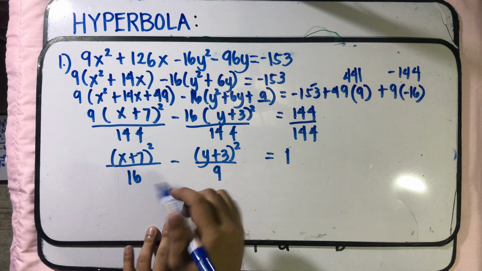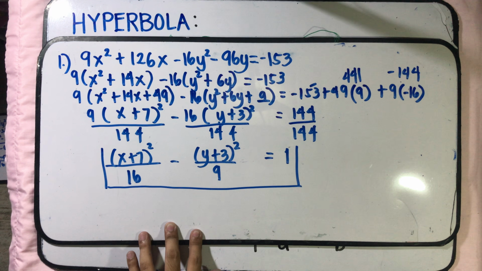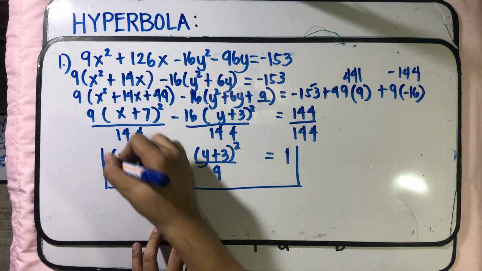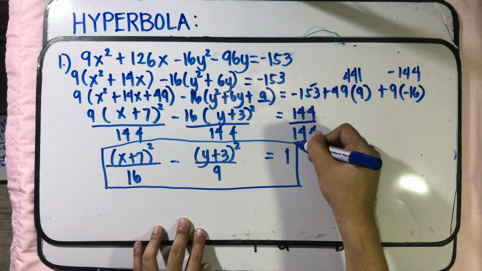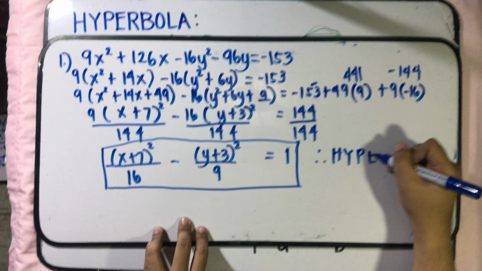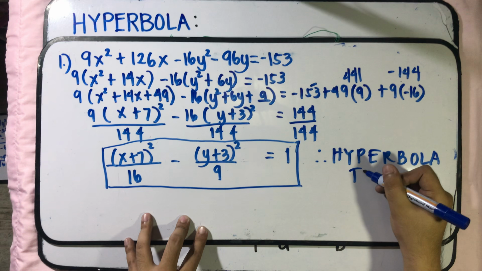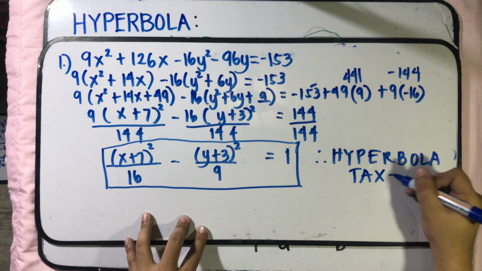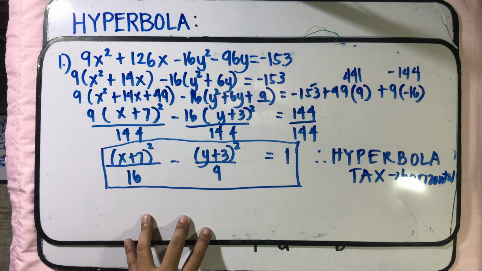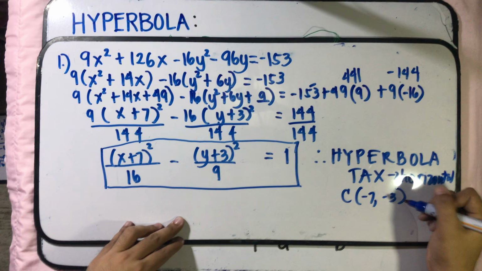Okay, since we have this equation, it is now in standard form. Therefore, that is x plus 7 quantity squared over 16 minus y plus 3 quantity squared over 9 is equal to 1. Therefore, if this is the answer, we could finally say that this is hyperbola. And if it is hyperbola, therefore, the major axis is the transverse axis x or horizontal. So the transverse axis is horizontal. And the center of the hyperbola is located at -7, -3.